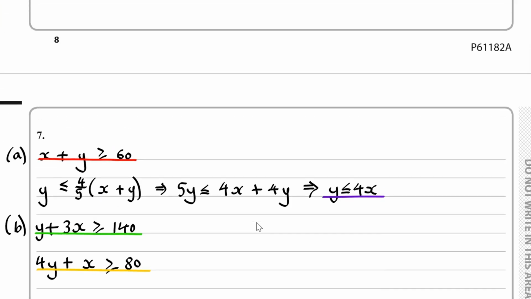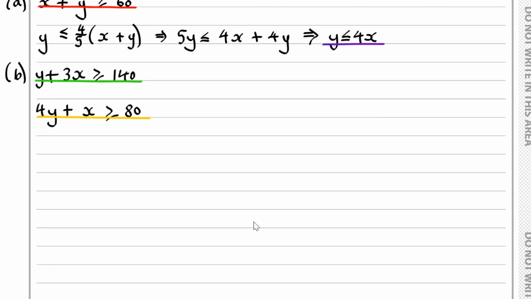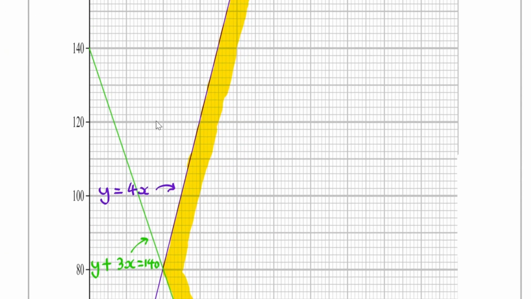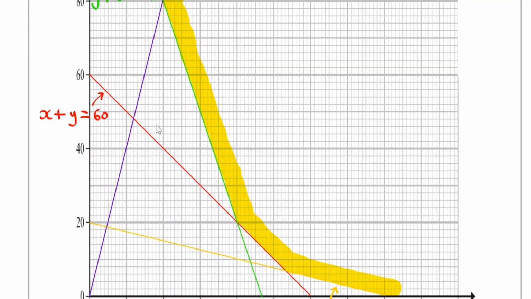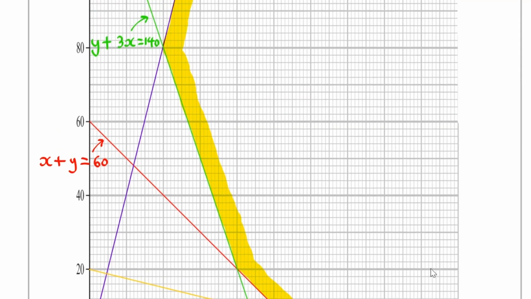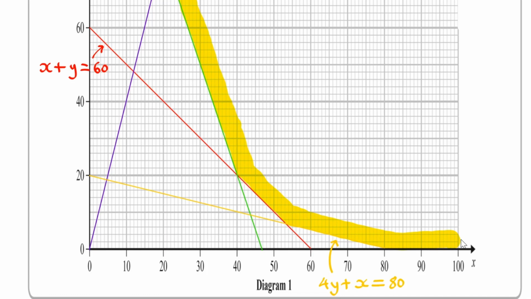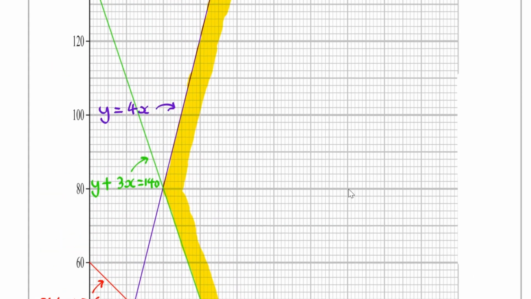And don't forget, I think there were further inequalities. x and y must both be greater or equal to 0. So let's just finish off showing that like so. Okay, so yeah, that's that complete. So that's part B complete.